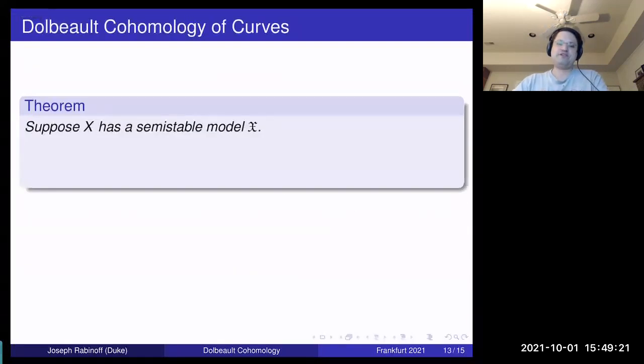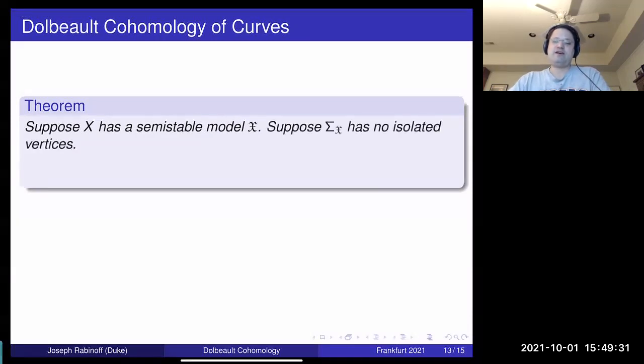Okay, so there are two theorems here about actually computing the Dolbeault cohomology of curves. So first, suppose X has a semi-stable model, and then we have to suppose that the skeleton has no isolated vertices, or really no isolated interior vertices. The reason for this is if you have a proper curve with good reduction, then the skeleton is just a point, and so it has no Dolbeault cohomology at all, and so A11 is not going to be the correct thing. You're going to get 0 instead of 1 for A11. That's really the only difference.